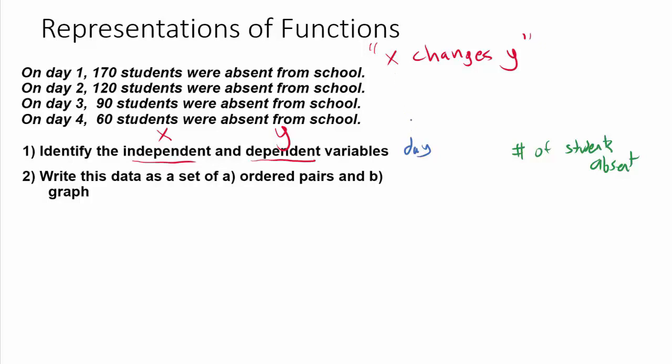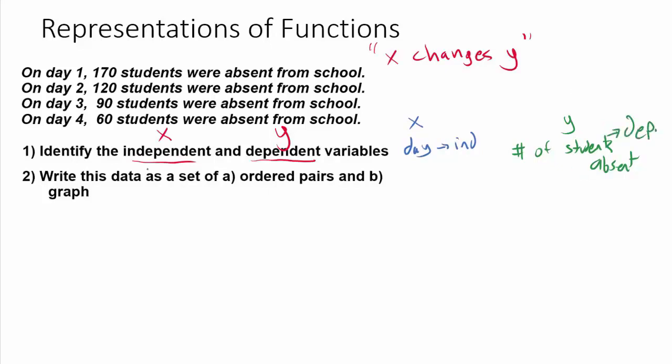So since the day, x, is changing the number of students absent, y, then we know that x represents the day and y represents the students absent. So the day would be our independent variable, and our dependent variable, or the y variable, will be the number of students absent. So this would be the dependent variable.